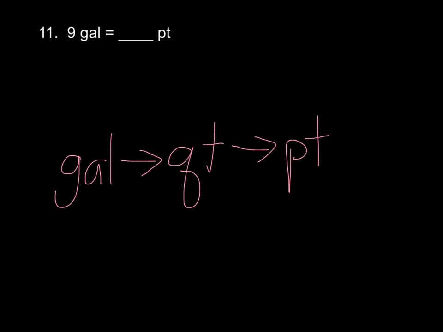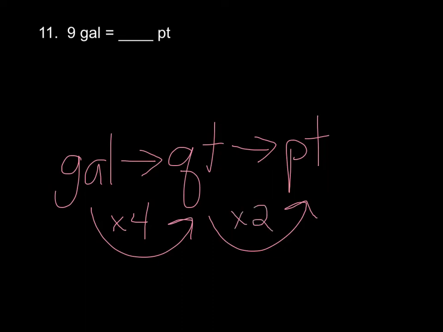If I have a reference table, I can look this up. And what I'll find is every gallon has 4 quarts in it. So if I multiply my gallons by 4, I can find out the number of quarts. And every quart has 2 pints. So I can take however many quarts I have and multiply that by 2 and get the number of pints. There are a couple of ways I can do this. If I've got 9 gallons, I can multiply that by 4, and then multiply the result by 2.